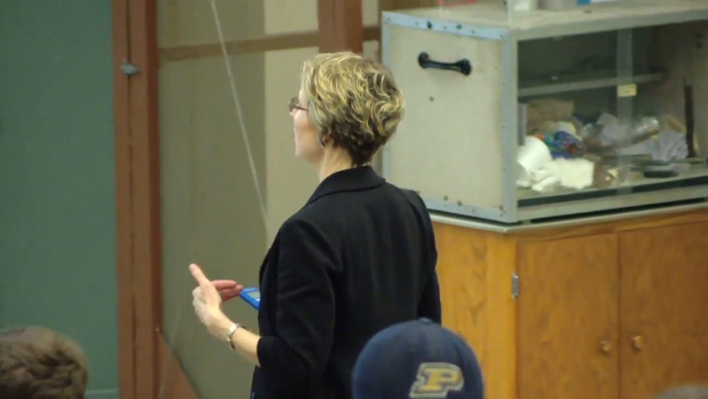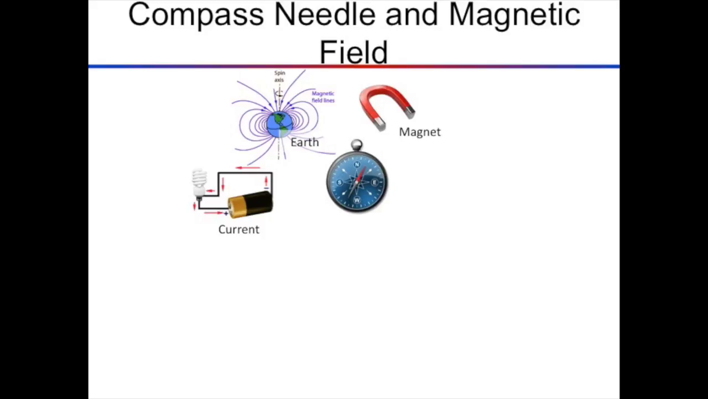So what the compass needle does is it responds to any magnetic field. It doesn't care about the source. Could be a magnetic field due to the Earth. It could be a magnetic field due to a permanent magnet. It could be a magnetic field due to current. Okay, all those things work.